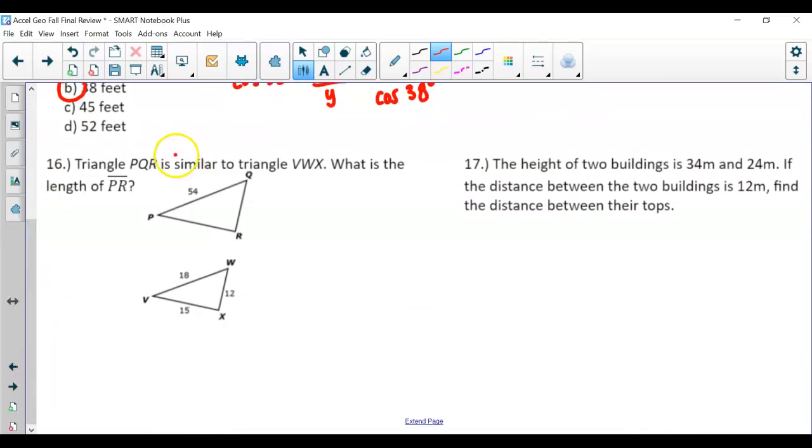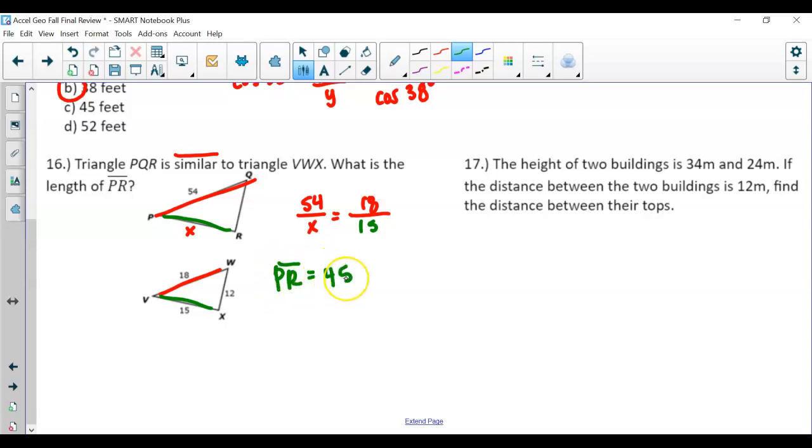So now 16, these triangles are similar. So PQR, VWX. We are looking for PR. So again, 54 to X, because this is similar, is equal to, well, what's corresponding to 54? The 18. And what is corresponding to X? 15. That's why you have this setup. And again, there's other ways that you can solve this as long as you get that PR or X is equal to 45.